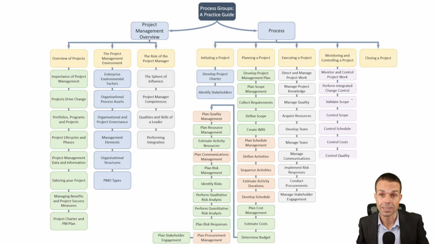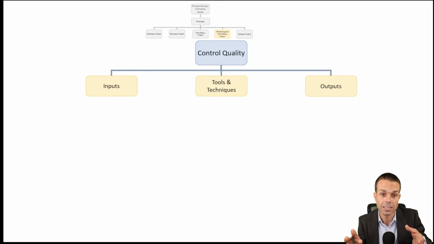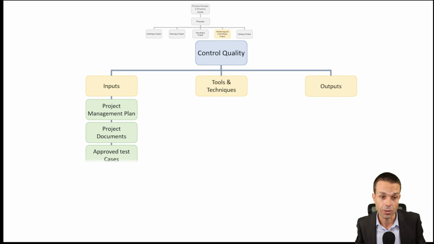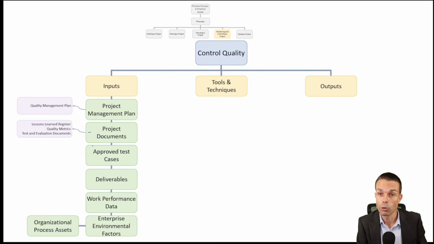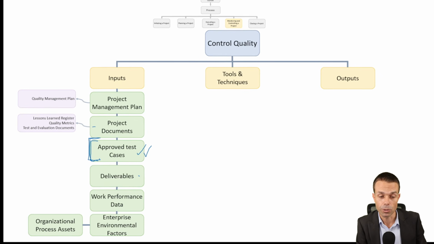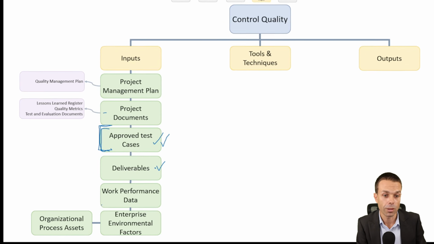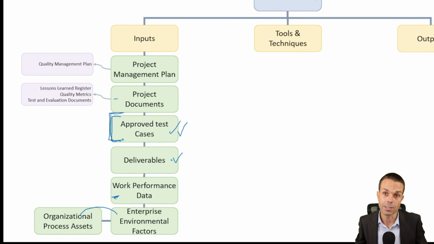Controlling the quality. This is where we've gone through a quality process and maybe we need to keep that quality under control. So how do we do that? Project management plan we'll need as an input. Project documents. Approved test cases. So we're running different test cases to see if the quality is there and it can be approved. Deliverables. So we'll need those deliverables to test. The work performance data, EEFs and OPAs.